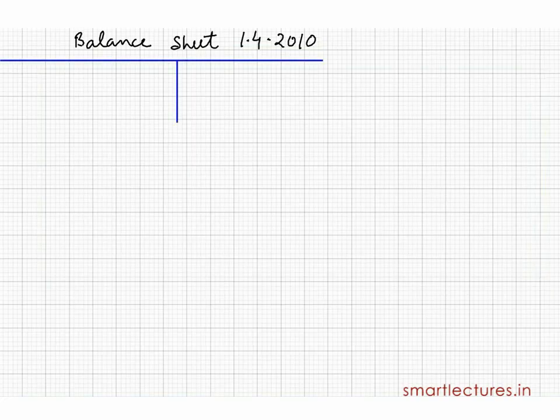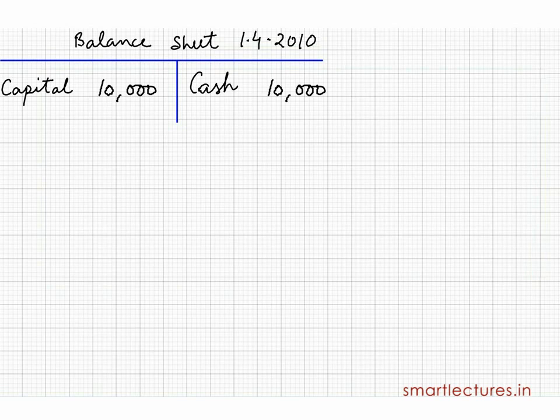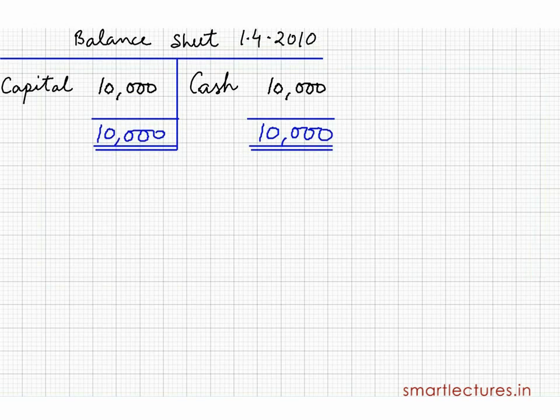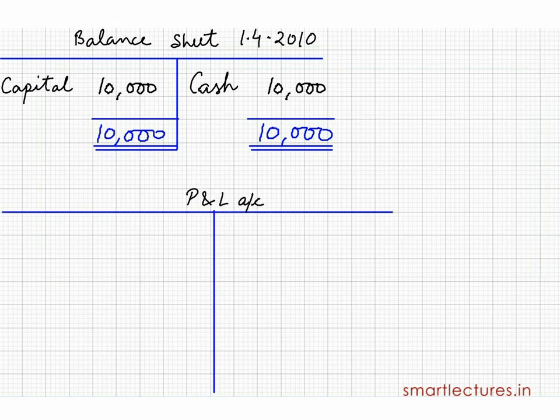Suppose this is the balance sheet of a firm as on 1st April 2010. Capital 10,000 rupees, cash 10,000 rupees, and the total on both sides 10,000 rupees. And the following is the profit and loss account for the year ended 31st March 2011.